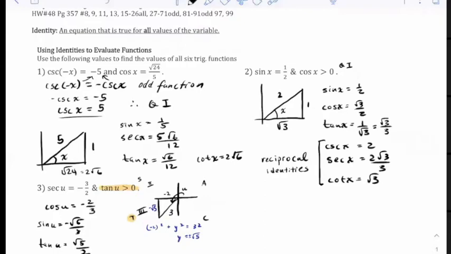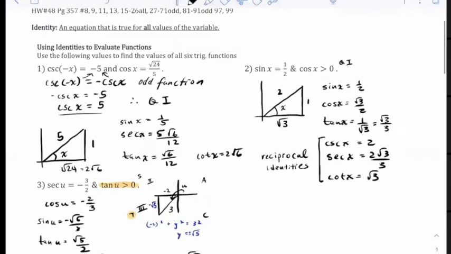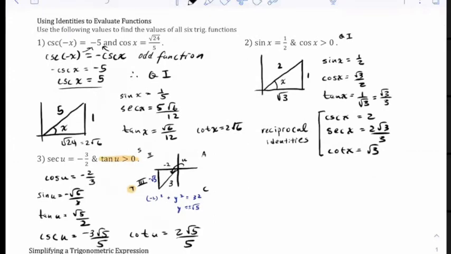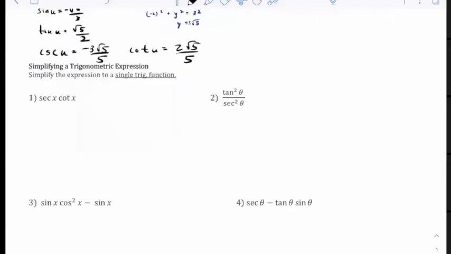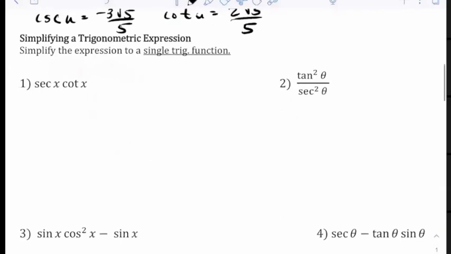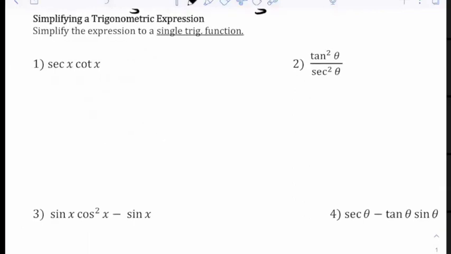Now let's start the process of actually simplifying trig functions using some of these identities. So we're not into the full-blown verification process yet, but we're just getting comfortable simplifying, reducing, and rewriting some trigonometric expressions using some of our identities, okay? So let's look at something like secant of x times cotangent of x to start. This is a pretty basic one.